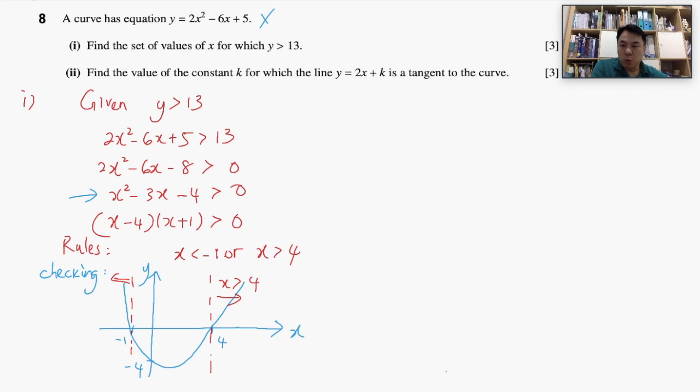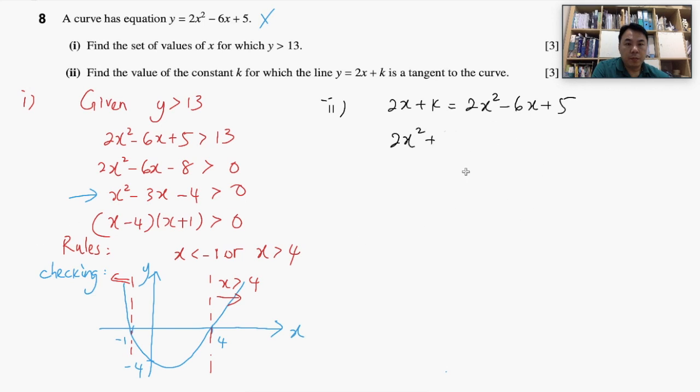Okay, number 2. Find the value of the constant k for which the line is a tangent. Now you can see the line is a tangent, so we apply the same strategy. We will let 2x plus k equate with the quadratic equation of the curve plus 5 here. So rearrange.